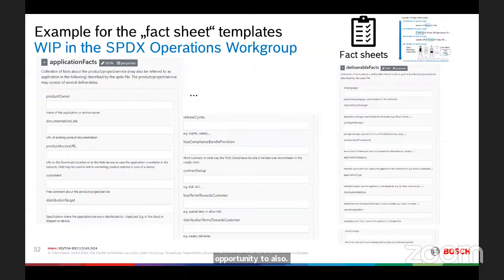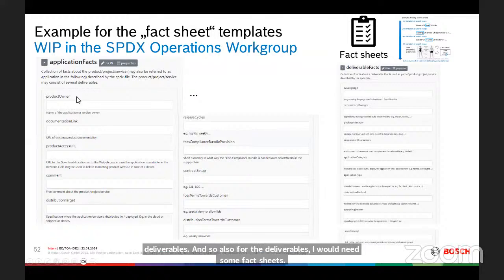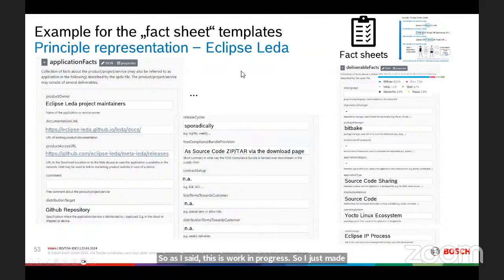exchange and collaborate on more than just the sources and the source code and software itself, but also about the context. And here I have the one fact sheet about the application facts. So what is my product, if you want? On the other side, a product may consist of several deliverables. And so also for the deliverables, I would need some fact sheets. As I said, this is work in progress. So I just made this JSON schema and use this here for this presentation.